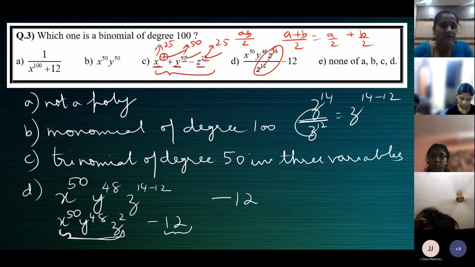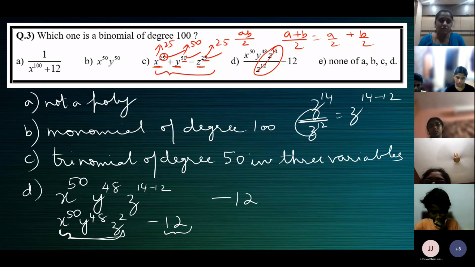All right, children, please write everything. A is not a polynomial. Whatever you see on the screen.